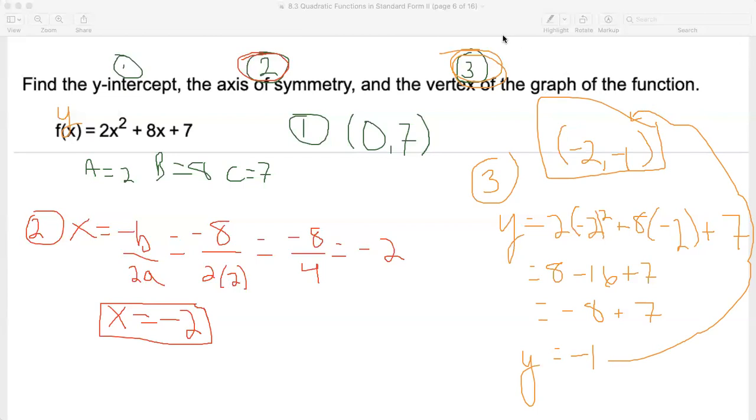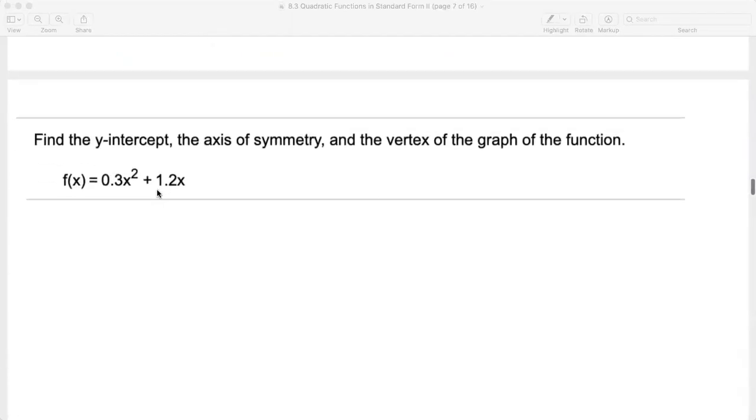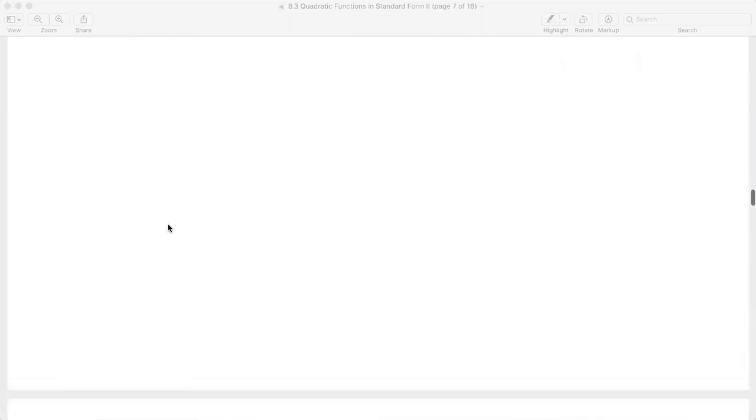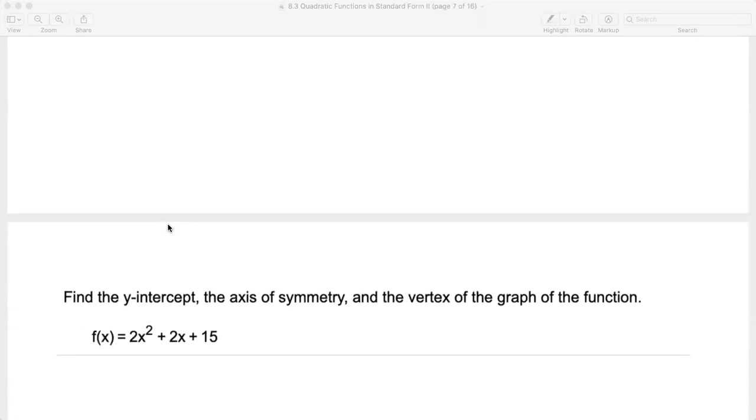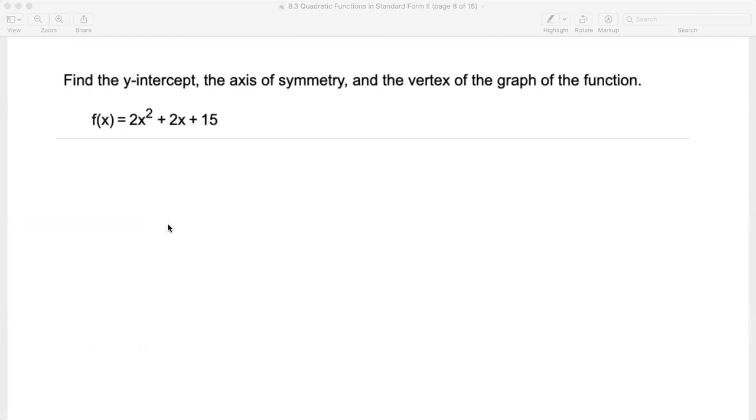Okay, so I'm going to clear the screen. And I would like, well, this one's a little hard. Let's skip down to this one first. We'll go back up and do the decimal next. I don't want to hit you with a decimal on your first alone example. So pause this here and please find the y-intercept, axis of symmetry, and vertex on your own. Push play when you're ready.